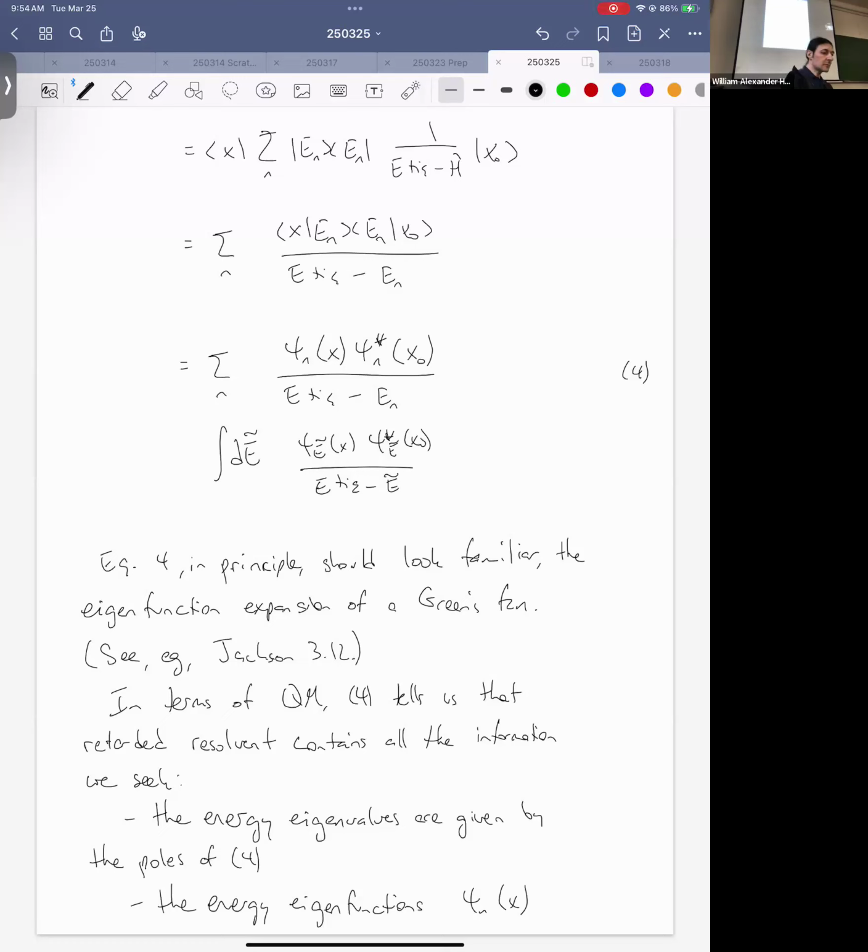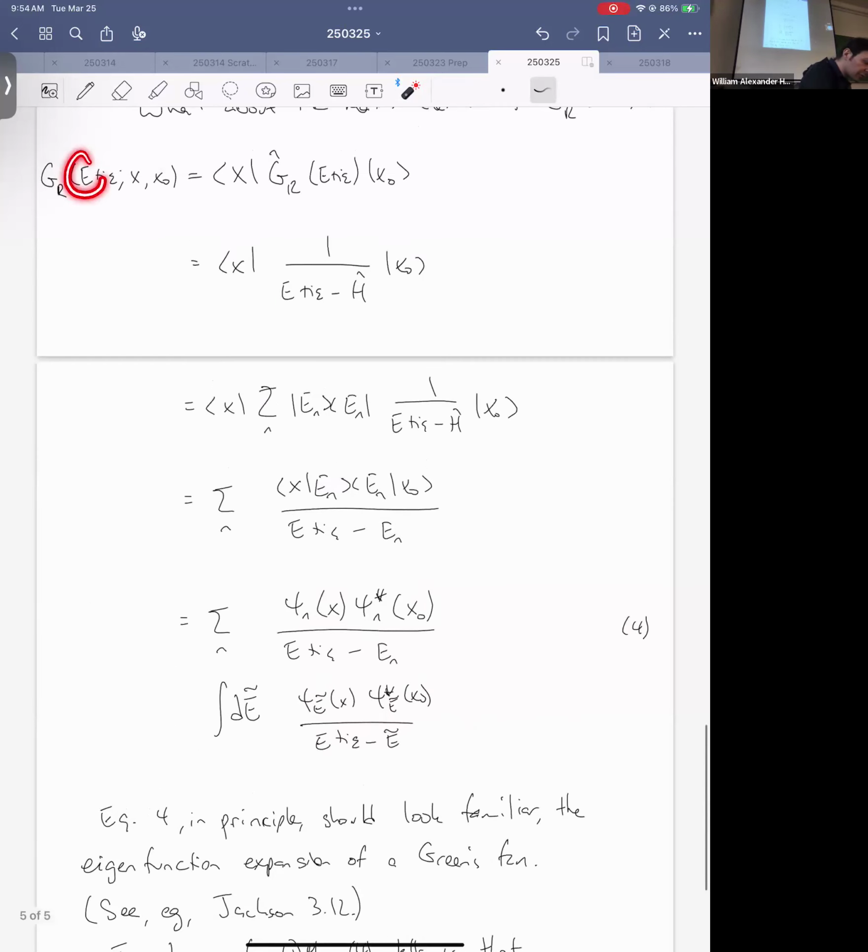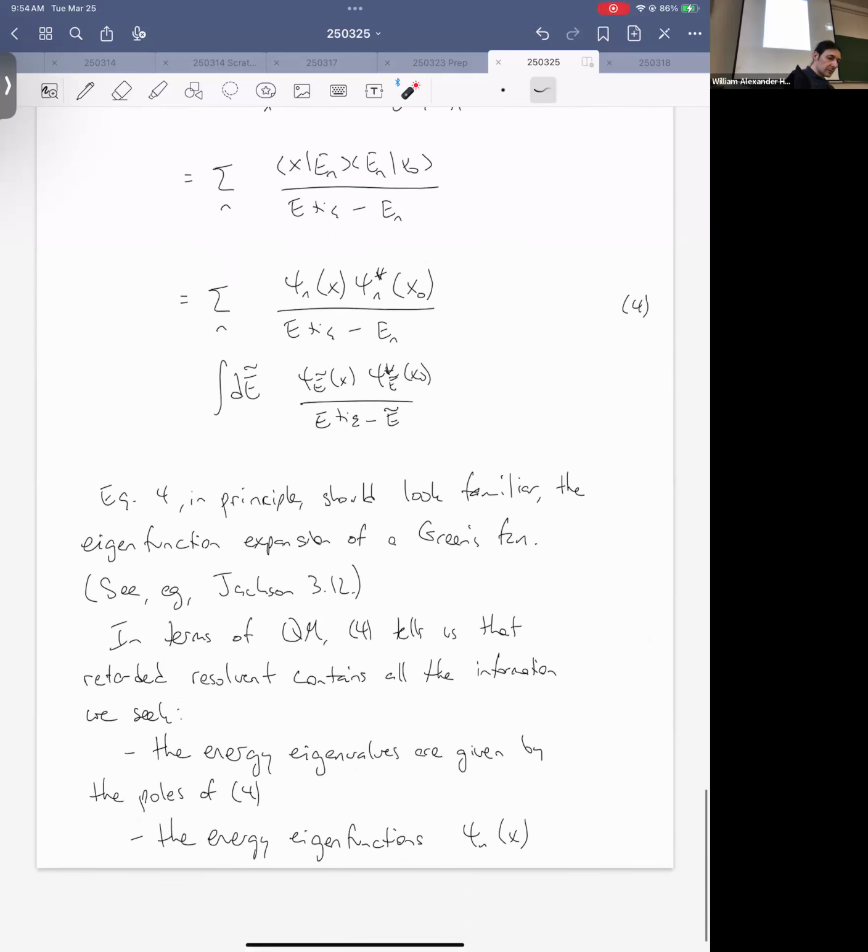Good. One just has to be a little bit careful because this E is the E of the resolvent, and this E tilde is the quantity that's being integrated over. From personal experience, it can be not necessarily confusing, but one can trick oneself accidentally. Okay, great.